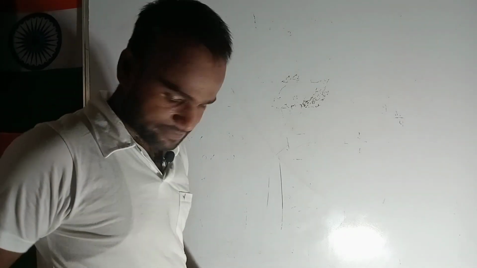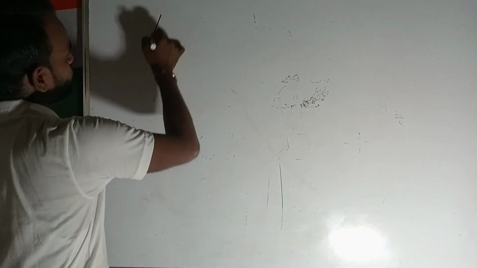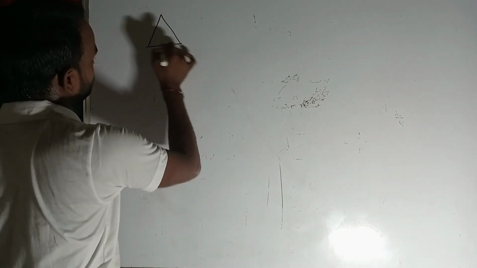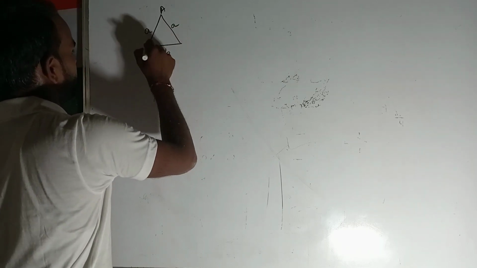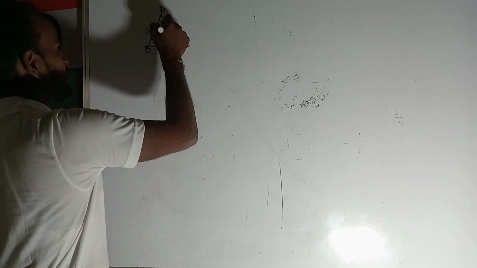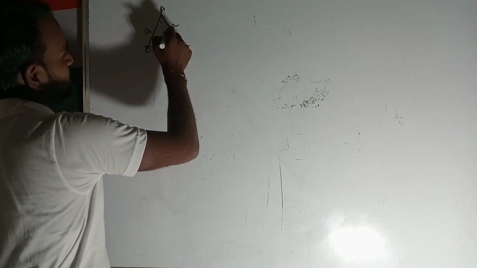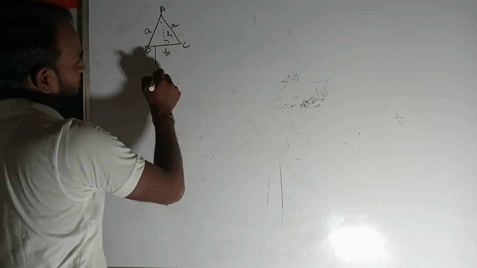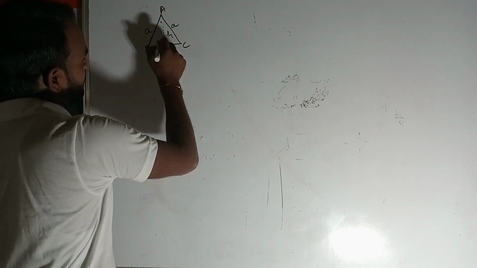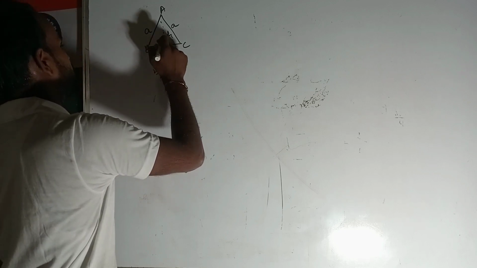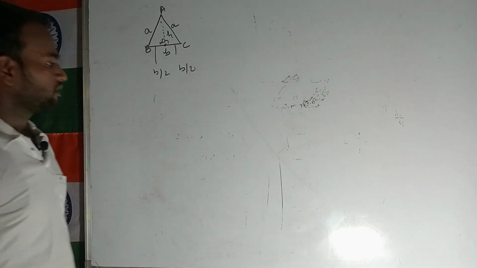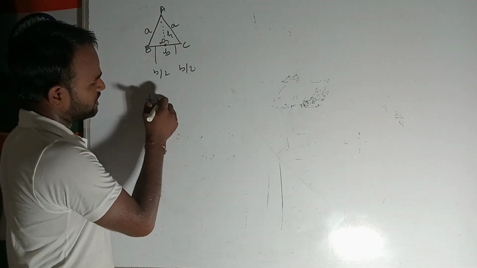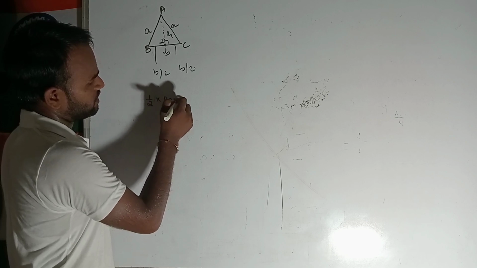Okay, so isosceles triangle. What is an isosceles triangle? Two sides are equal, it is A and it is A and it is B. ABC is your triangle. Let me draw a height perpendicular to the base B, which divides the base into B by 2 and B by 2, and let's call the foot D. So what's the area? Half into base into height.